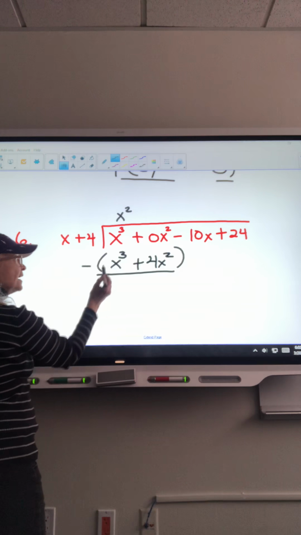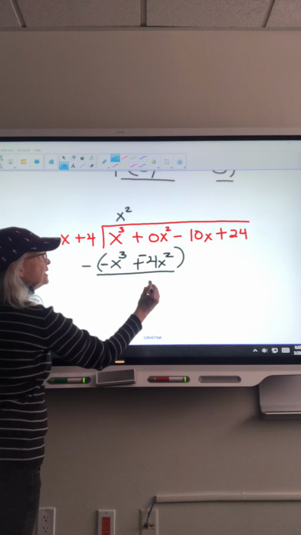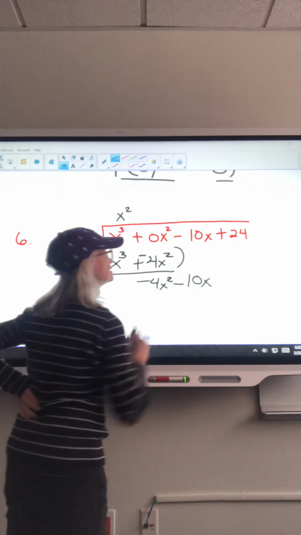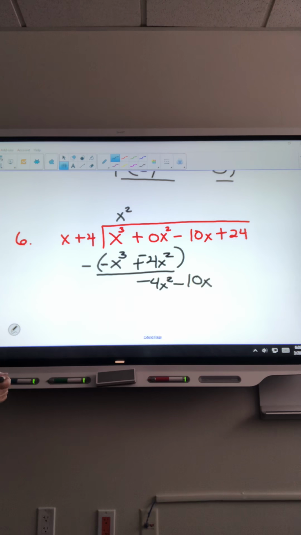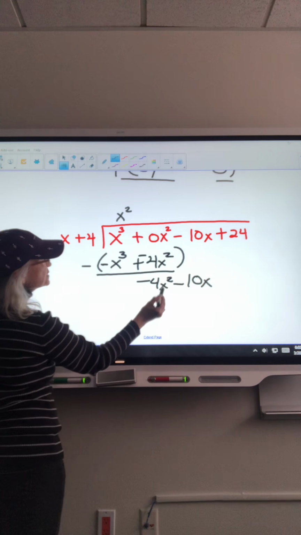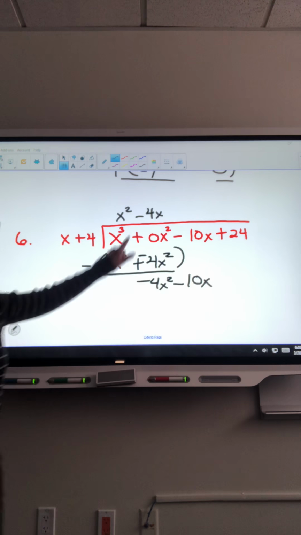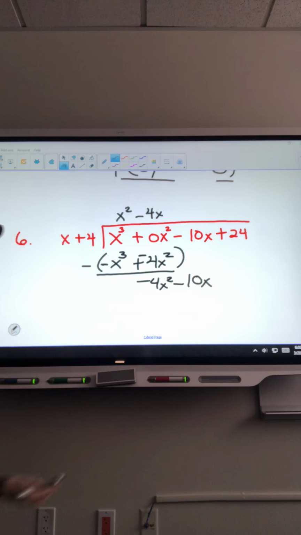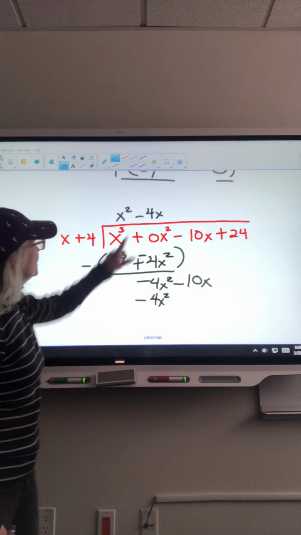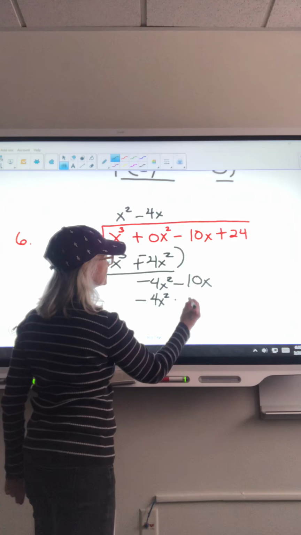And then now we subtract, so this becomes a negative and this also becomes a negative. So I bring down the negative 4x squared. I bring down the negative 10x. We'll go ahead and divide again. X goes into a negative 4x squared, a negative 4x times x gives me a negative 4x squared. A negative 4 times 4 is a negative 16x.